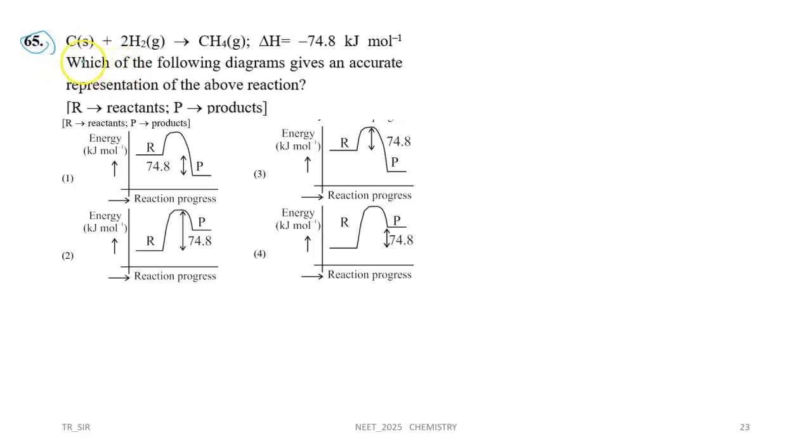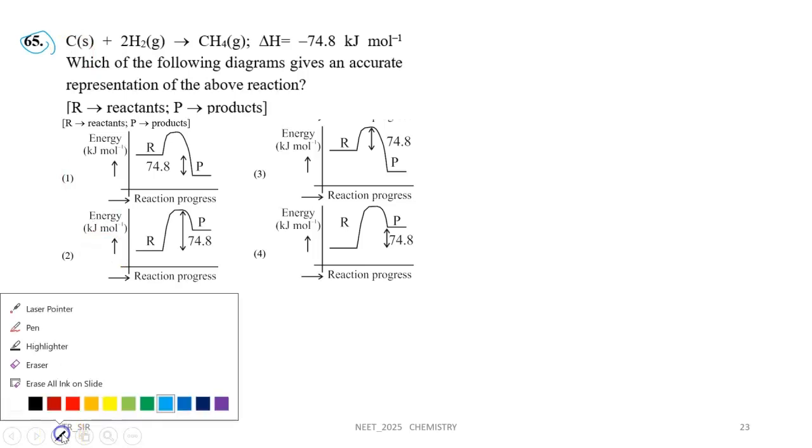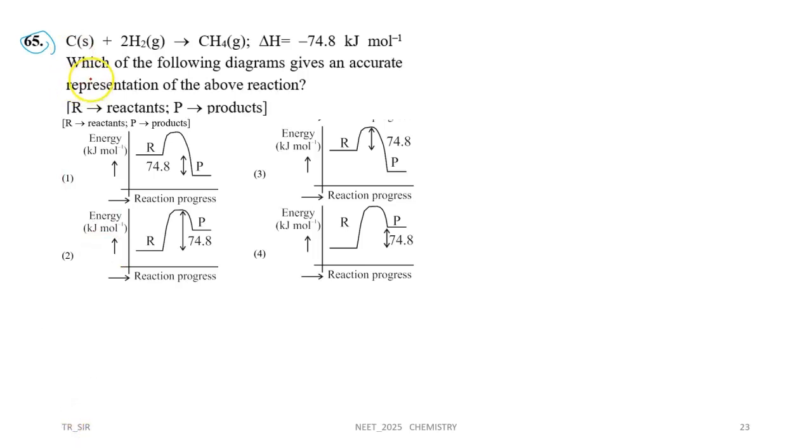Hello students. Question number 65. What is it telling? The given reaction is the formation of methane: carbon solid and H2 gas combining to form CH4, methane. Now you can see here the del H value given is negative. Let us discuss what a negative value represents. What is the key concept involved here?